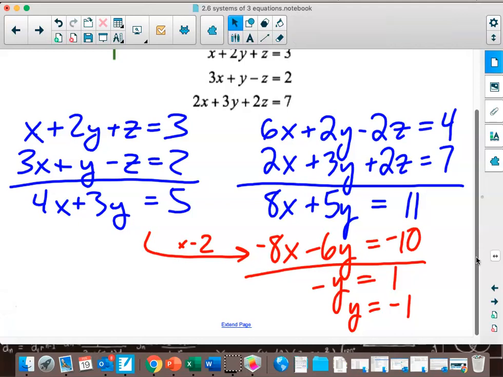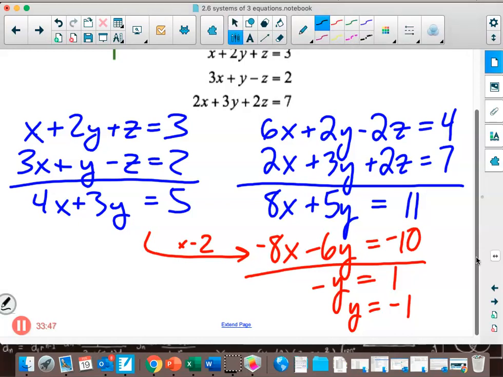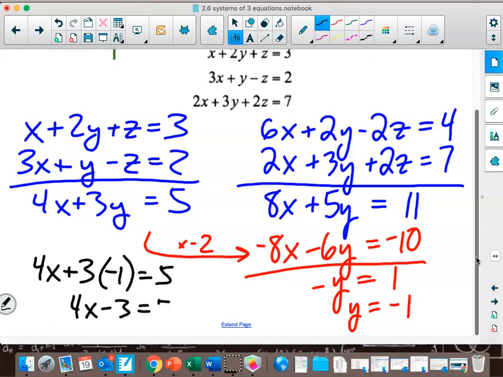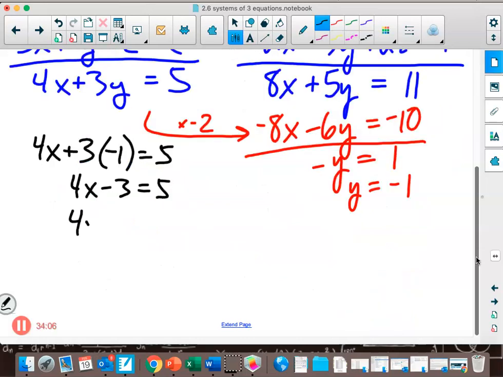So y is negative 1. To find x, I could plug that negative 1 into either this one or this one. Don't go up there, because I can't find x if I've got 3 unknowns. Pick one of the two equations with 2 unknowns. So 4x plus 3 times negative 1 equals 5. 4x minus 3 equals 5. 4x equals, add 3 to both sides, 8. Divide by 4, x is 2.